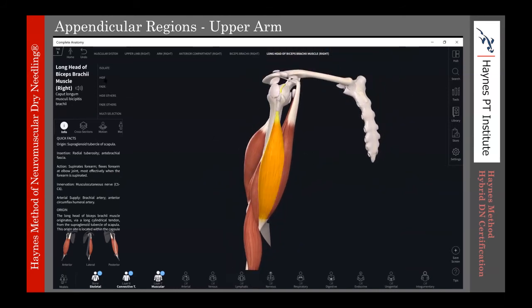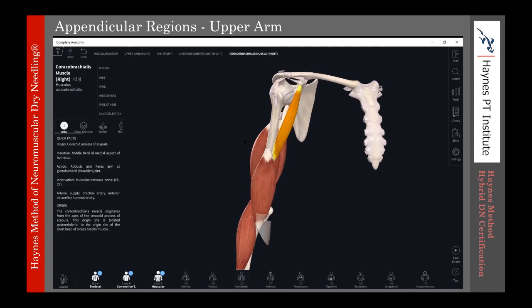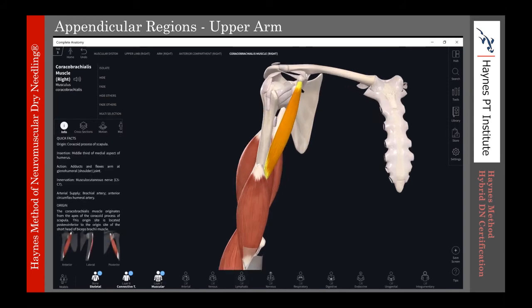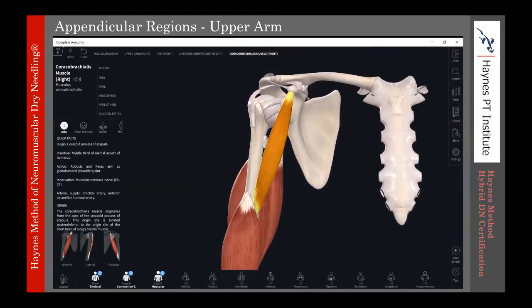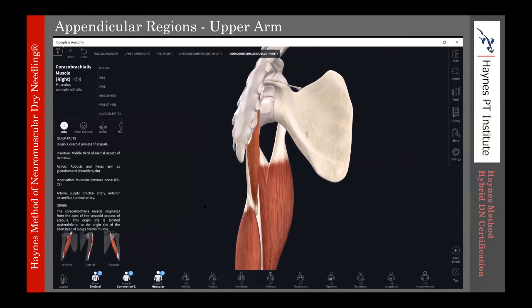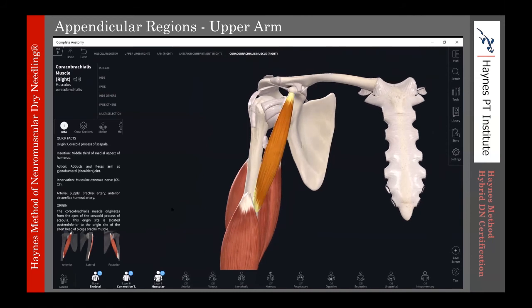I'm going to hide the bicep now so we can get a look at coracobrachialis. And so the coracobrachialis, again, its origin is the coracoid process of the scapula. It inserts, so we can look from a medial to lateral view, into the middle third of the medial aspect of the humerus, and its action is adduction and flexing the arm at the glenohumeral joint.